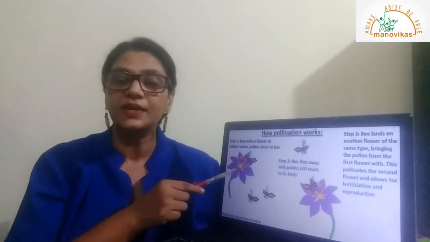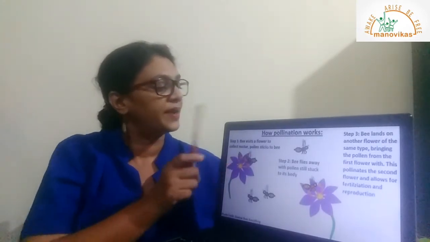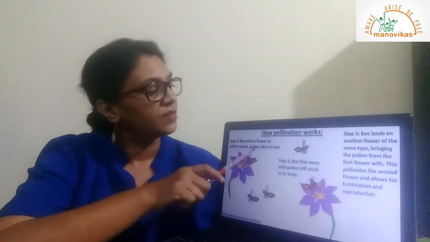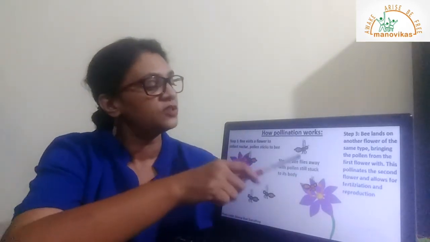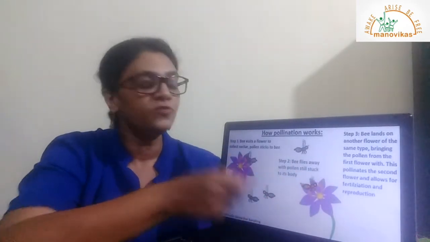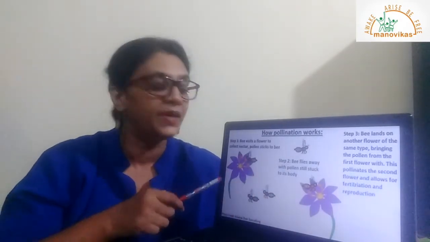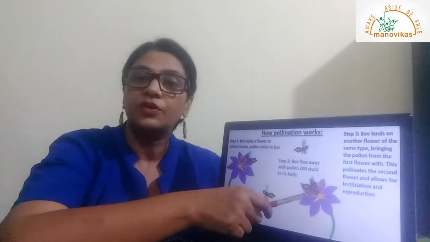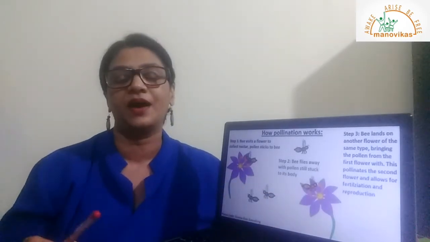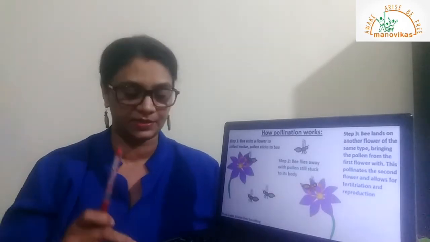So, when the bee is having the nectar, the pollen grains get stuck to the body of the bee. Now, the bee with the pollen grains stuck to its body moves to another flower. When the bee moves to another flower, the pollen that is stuck to the body of the bee gets deposited on the stigma of the other flower. And this is pollination through insects.